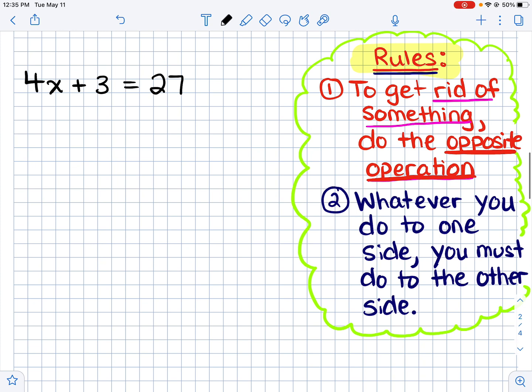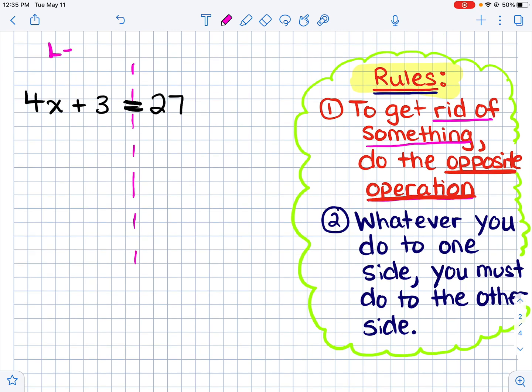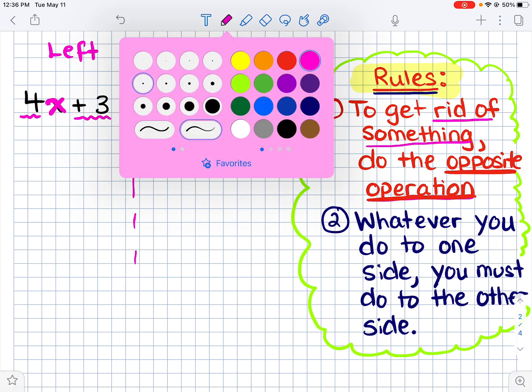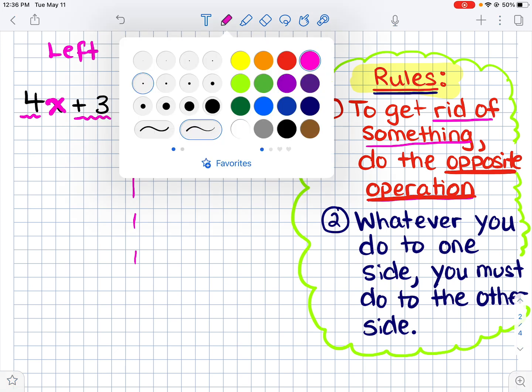Here's one. 4x plus 3 equals 27. Okay, so here's our two sides. x is on the left. So this x, we're going to get it alone. So we need to get rid of the 3 and the 4. We need to get rid of both things. Oops, I forgot the t.